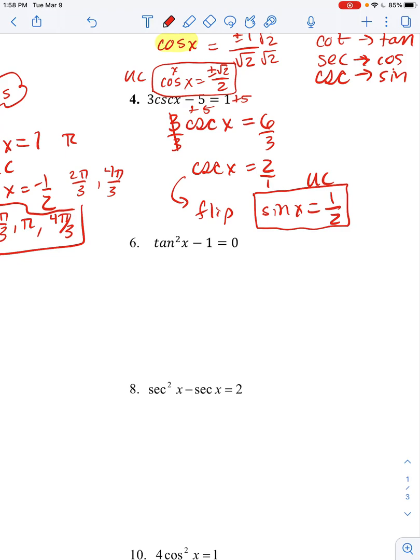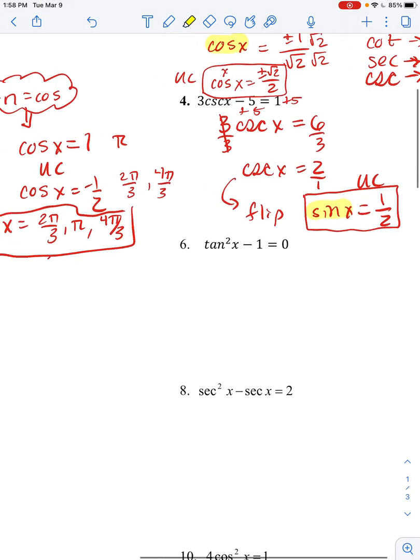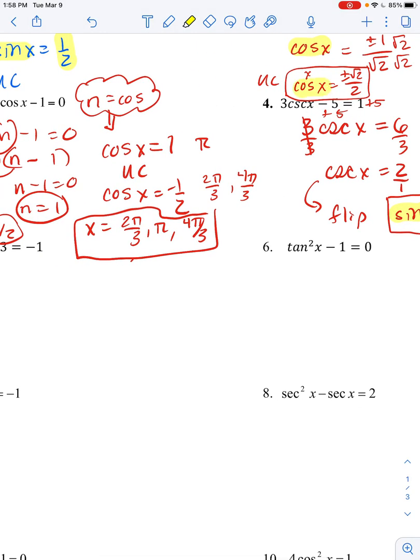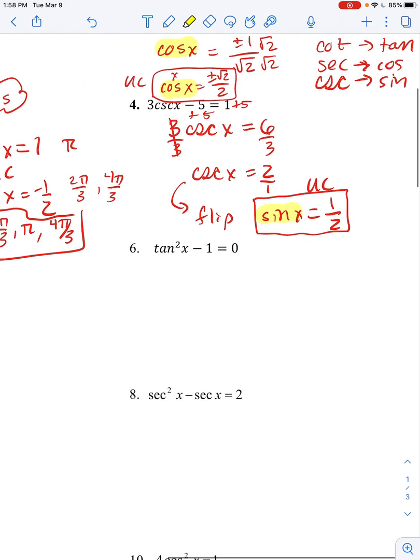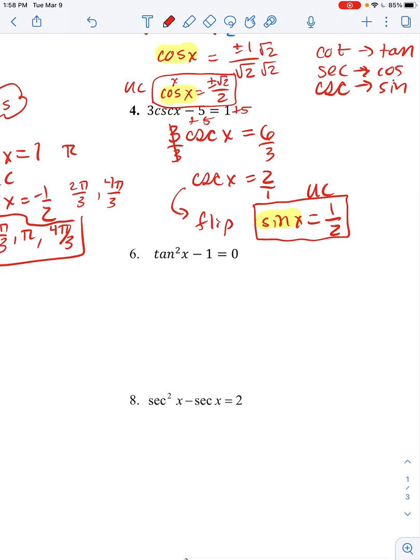Now it's unit circle time. As soon as I have just sine or just cosine or just tangent, I'm ready to look at the unit circle. For the places where sine, which is the y, equals positive 1/2, where does that happen? Well, the first place it happens is at pi over 6. The second place that happens is at 5 pi over 6.